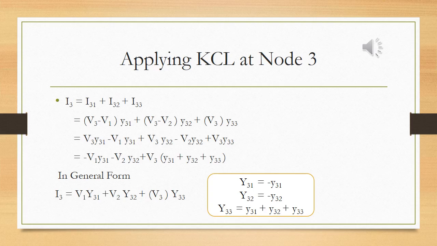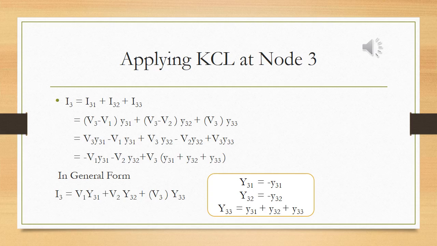Okay, so while we are solving a problem, if in the question the y13 value is given, you should always remember y13 is equal to y31. Both values will be the same. If the value is given, while substituting in our Y bus matrix, you should write minus of y31.